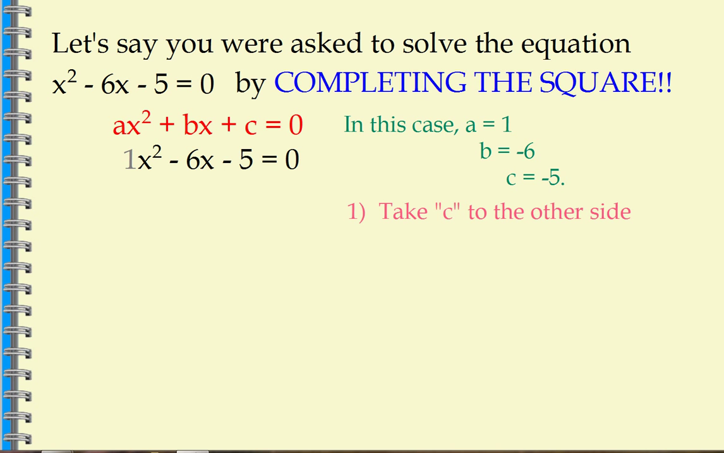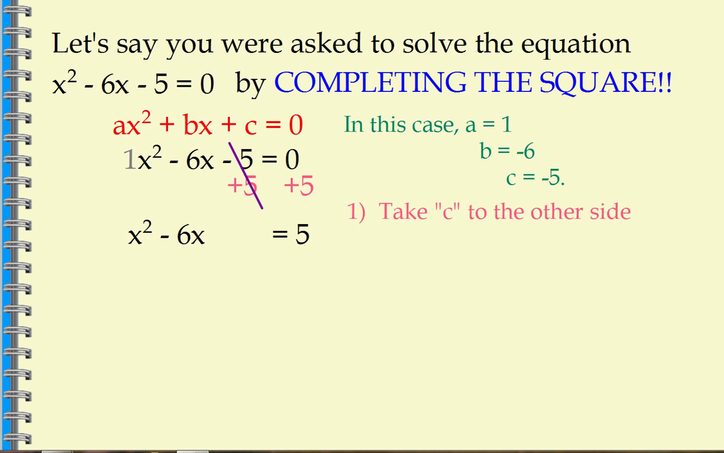So after I make sure that I'm in the right order and that A is 1, I need to take my constant to the other side. So I'm going to take C to the other side, in this case by adding 5. And now I only have my x terms on the left and my constant on the right. And that's exactly what I want it to look like before I take my next step.